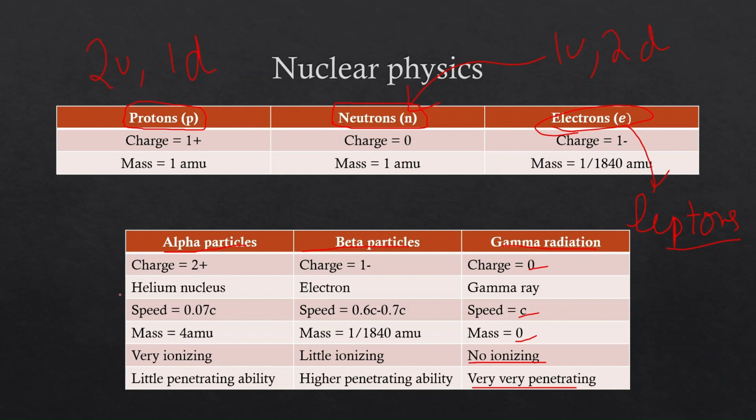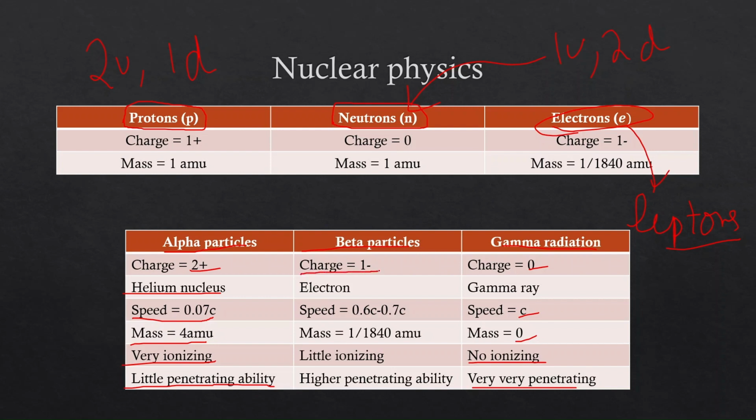Alpha particles are basically helium nuclei. They have a speed of 0.07 c, so they're the slowest of them all, and they have a charge of 2 plus because they're helium nuclei. Mass of 4 atomic mass units because they have 2 protons and 2 neutrons. They are very ionizing but have a very low penetrating ability.